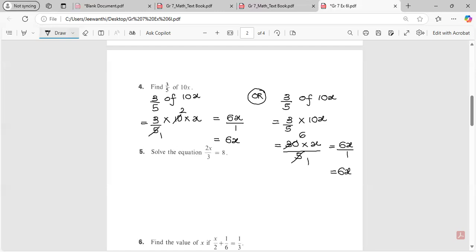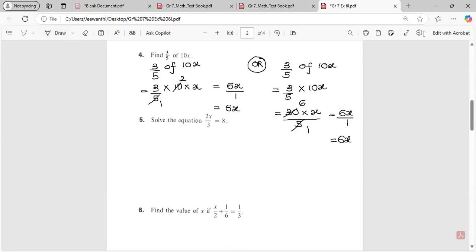Either you can simplify first and do the multiplication and get the final answer, or else you multiply first. And the problem in the second method, Pute, is you have to deal with very big numbers. 3 times 10, it is 30. Then you want to divide 30 by 5. But it is easier to simplify 10 and 5, what we did in method 1. But whatever method you have used, it doesn't matter. So then we will move to question number 5. In question number 5, you have 2x over 3, a fraction, and you have a whole number 8, right?